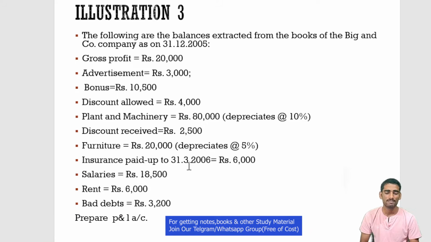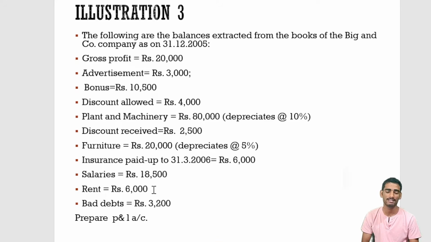Insurance paid up to date 31st March 2006, that is rupees 6,000. Salaries 18,500, rent is 6,000, bad debts 3,000, and prepare profit and loss account. Okay, so you have to basically prepare a profit and loss account. Again guys saying, once your question comes, either trading account or profit and loss account, one question will definitely come, so be careful.